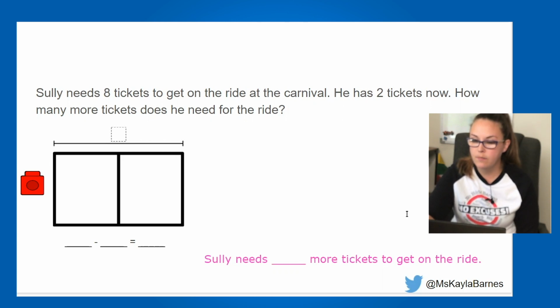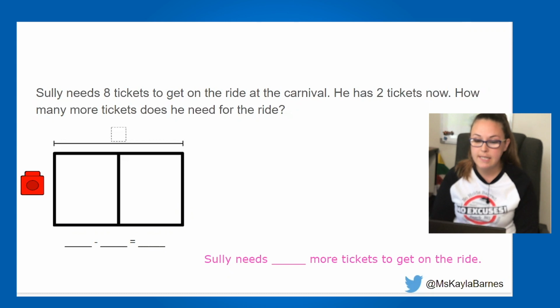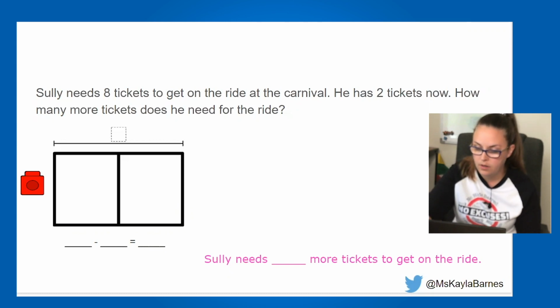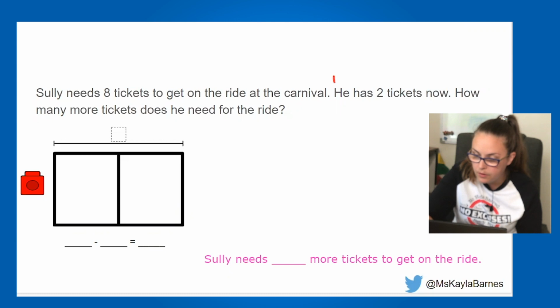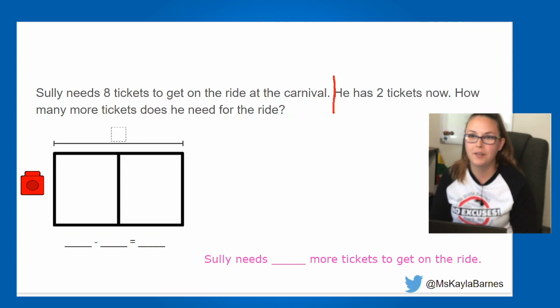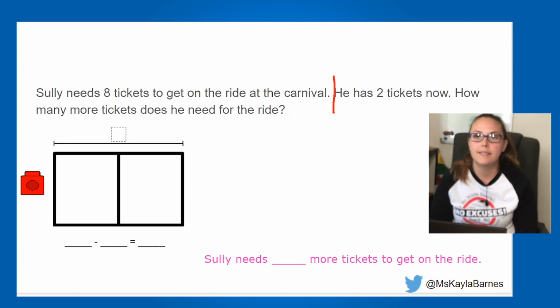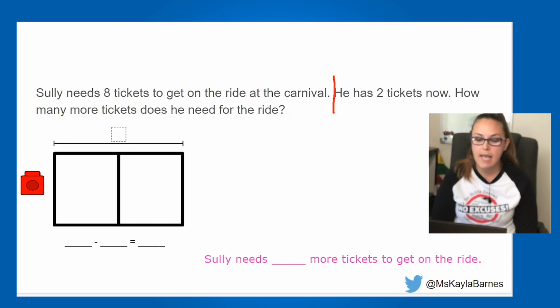The first thing is we'll go back and we will read sentence by sentence. So starting with the first sentence, Sully needs 8 tickets to get on the ride at the carnival. And there's a period, so we're going to stop there. Whoops. Drew on top of my word. Let's try again. I still kind of did, but we all know that's an H. All right, so we need to think about what this sentence means in the context of our problem. Sully needs 8 tickets.